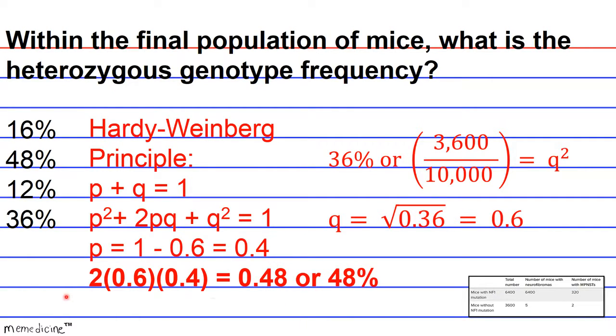Therefore, 2PQ is equivalent to 2 times 0.6 times 0.4, or 0.48, which can also be expressed as 48%. So the correct answer choice is going to be B, 48%. All right? Okay.